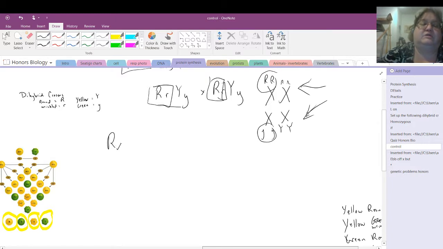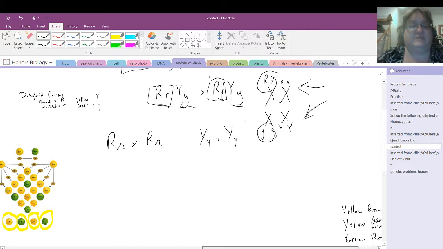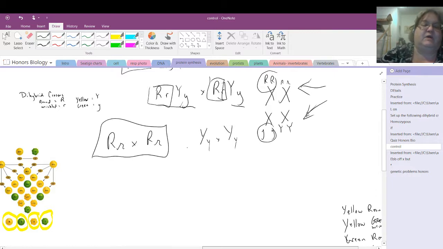So big R, little r cross big R, little r. And then let's do the Y's. We can take them out and do big Y, little y cross big Y, little y. Now, these are way more familiar to us. This is just a good old basic monohybrid cross. But look at the power.